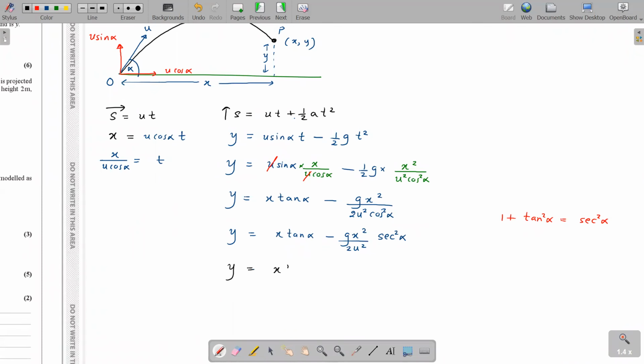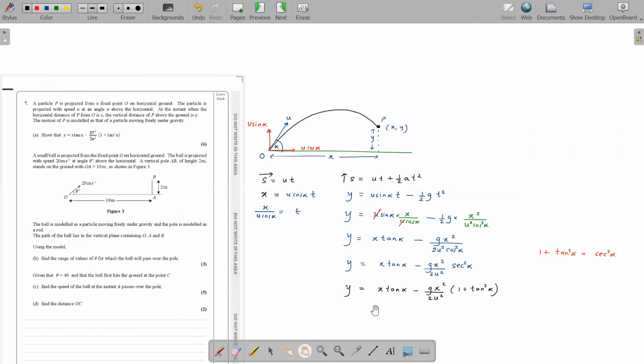So y equals x tan alpha minus gx square over 2u square, sec square alpha is 1 plus tan square alpha. And the 6 marks show that. It's quite easy to get it.